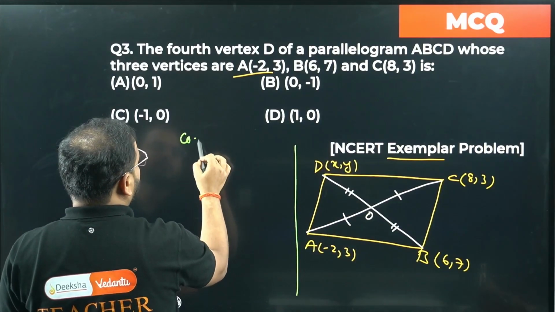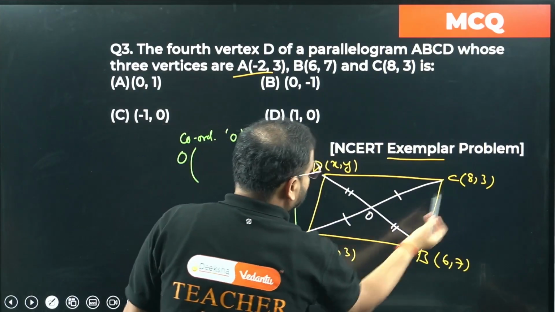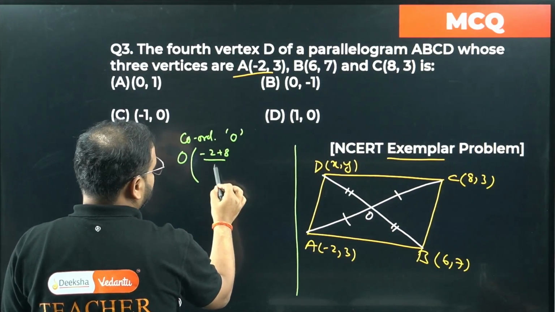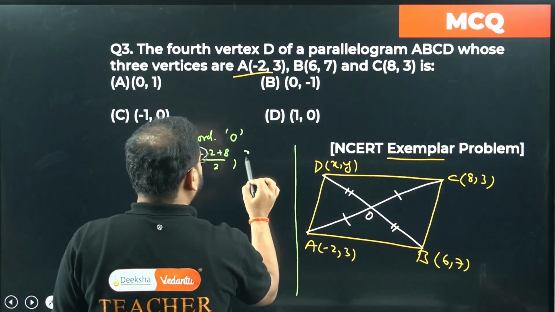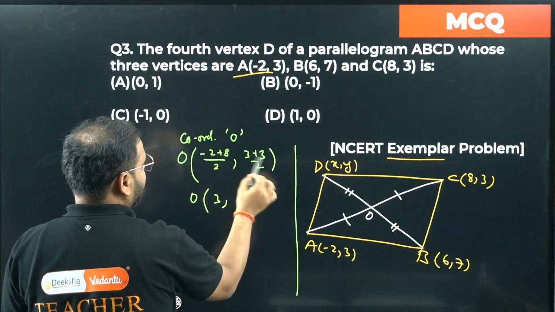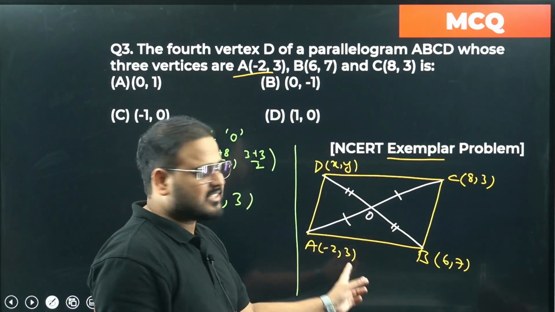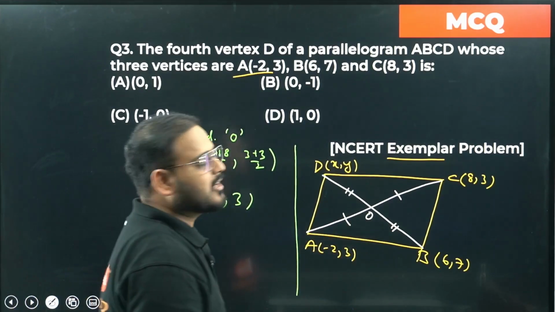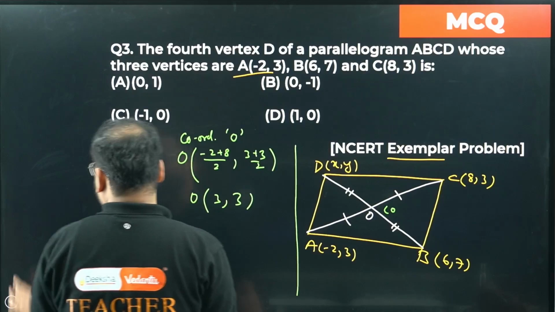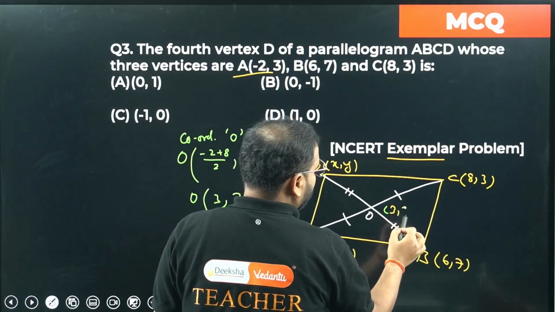So the coordinate of O will be what? x is -2 plus 8, how much is that? 6. -2 plus 8 by 2 and 3 plus 3 by 2. So my coordinate of point O is 6 by 2 is 3 and 3 plus 3 is 6, 6 by 2 is again 3. So 3 comma 3. Am I right? Please check. -2 plus 8 is 6. 6 by 2 is 3 and 3 plus 3 is 6. 6 by 2 is again 3. So coordinate of O is known now. The point O will be given by 3 comma 3.